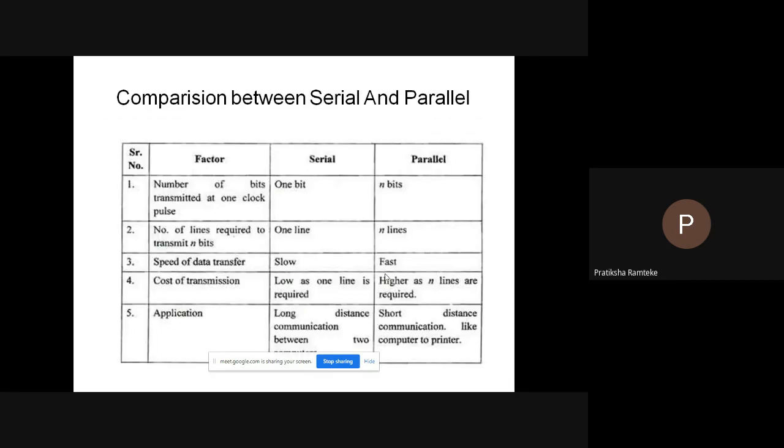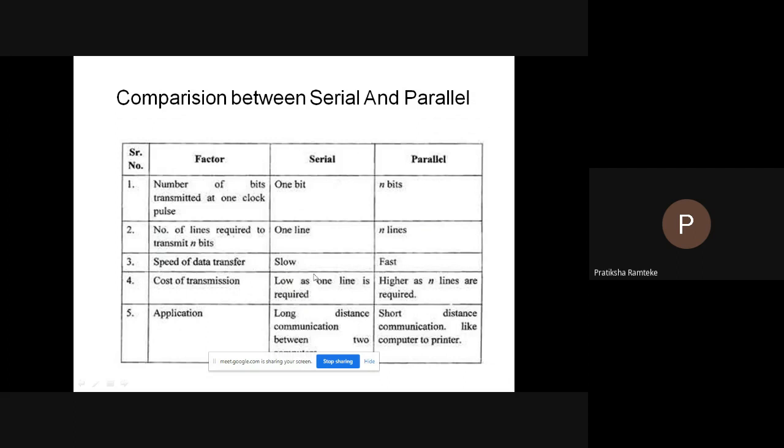Let's see the comparison between serial and parallel. Number of bits transmitted at 1 clock pulse: in serial, 1 bit is transmitted at 1 clock pulse, and in parallel, n bits are transmitted at 1 clock pulse. In serial, only one line or one communication channel is used for transmitting the n bits, and in parallel, we use n lines or n communication channels for transmitting the n bits.